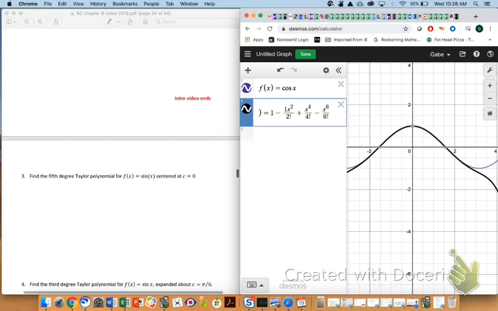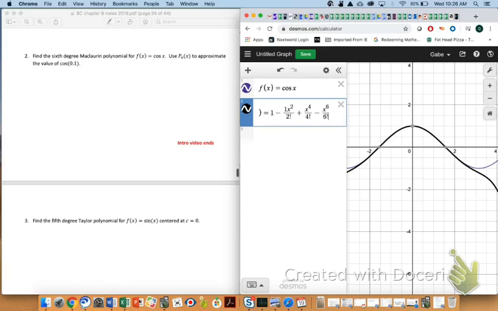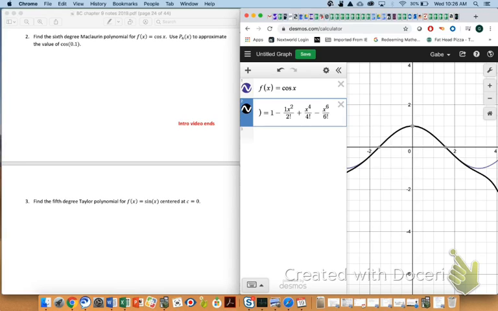Wait, are we approximating the value? Oh, sorry. Yeah, I forgot the last part. So with that right there, what you would do to approximate cosine of 0.1, you would just go cosine of 0.1 is approximately, and then you're just going to be plugging in a 0.1 for all your x's, right? Polynomials are very easy to handle. That's one of the reasons we do this, of course. So it'd be 1 minus 0.1 squared over 2 factorial plus 0.1 to the 4th over 4 factorial minus 0.1 to the 6th. Obviously, it's a little bit laborious.